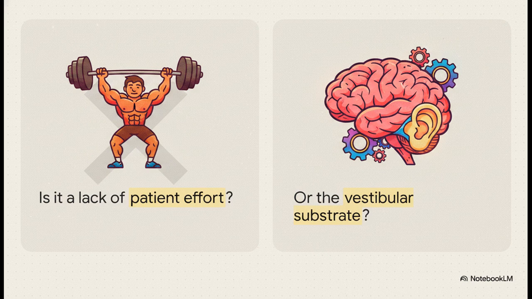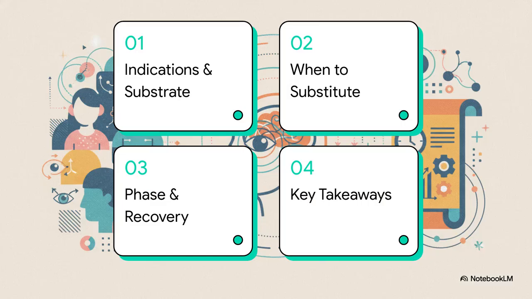The success of gaze stabilization training hinges entirely on whether the vestibular substrate, the residual gain, and the patient's phase of recovery were perfectly matched to the exercise prescription at session 1. Think about it. If you prescribe a drill that the brain physiologically just cannot learn from, effort really doesn't matter. To help with this, we've got a decision-making framework for today covering 4 key areas. 1. Indications and substrate. 2. When to substitute. 3. Phase effects and recovery. And 4. Key takeaways.